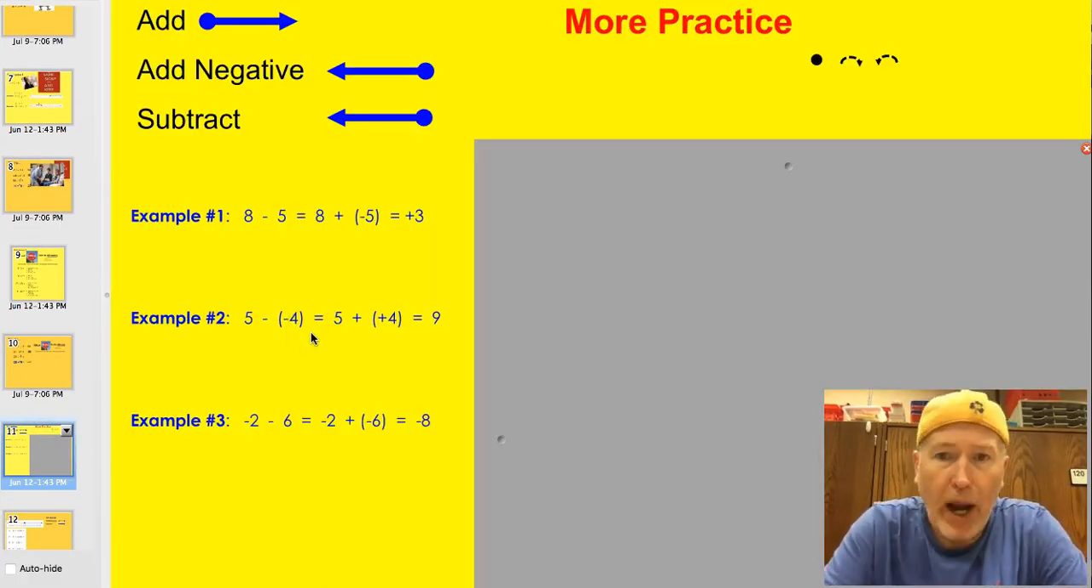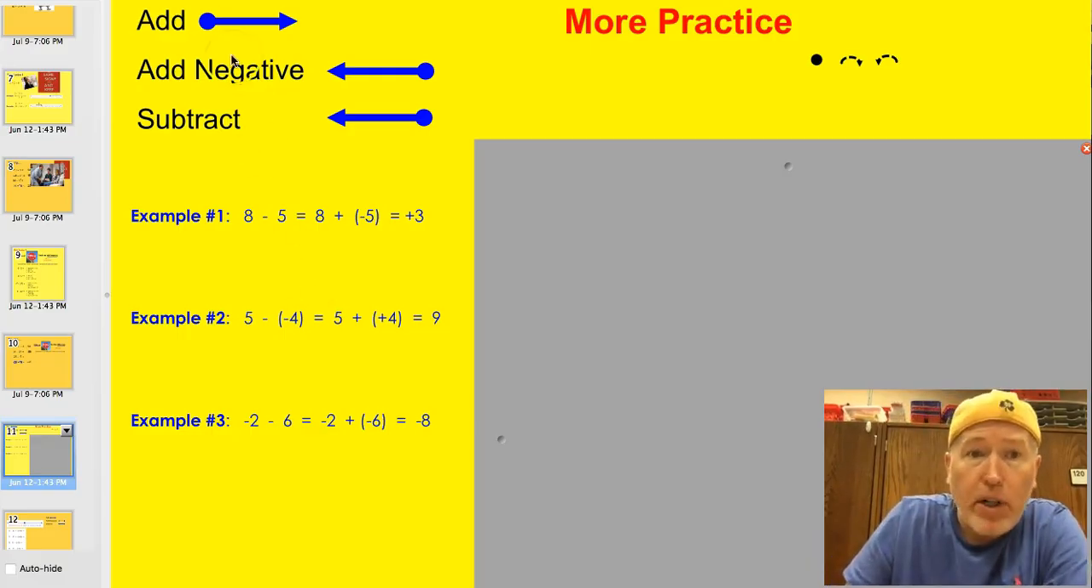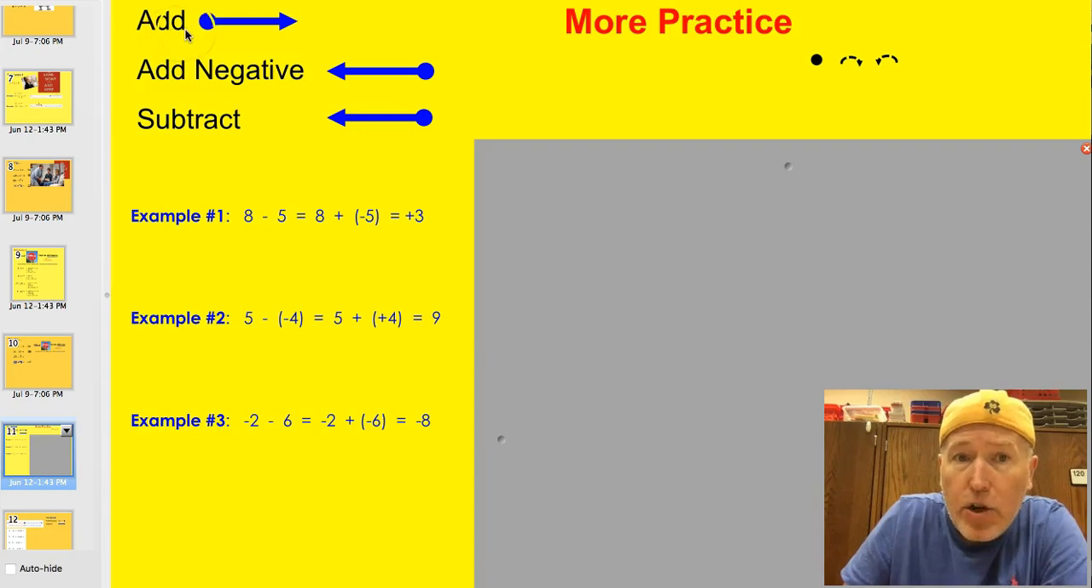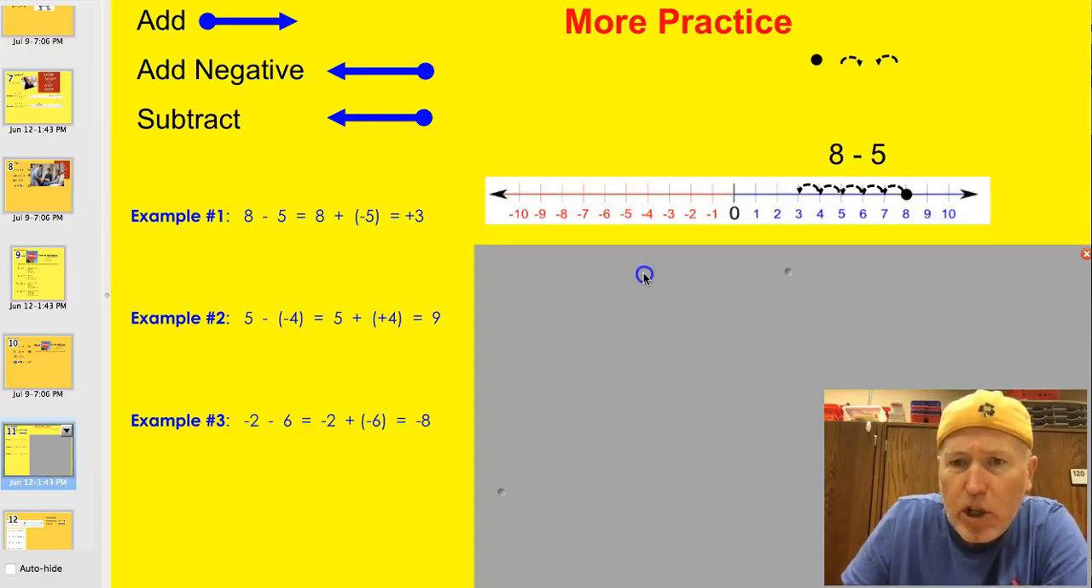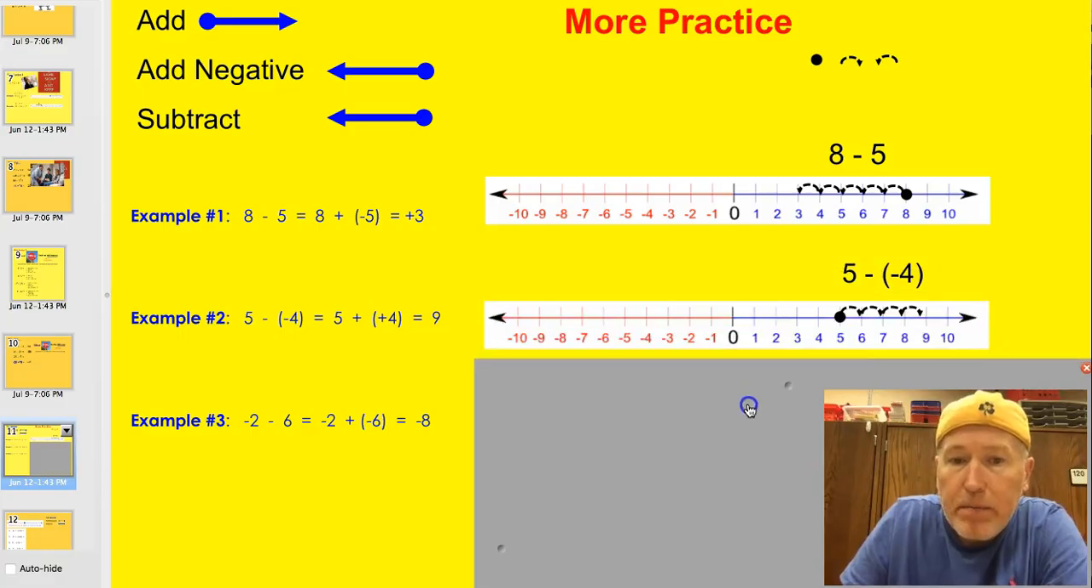Just a little bit more practice for those people who really like seeing things visually on a number line. Remember, I talked about this earlier. If you're adding, you're going to move to the right on the number line. If you're adding a negative or subtracting, you're going to move to the left. Let's take a look at 3 examples. 8 minus 5, which is really the same as 8 plus a negative 5. We're at 8, subtract or add a negative. We're going back 5 spaces. We're at 3.